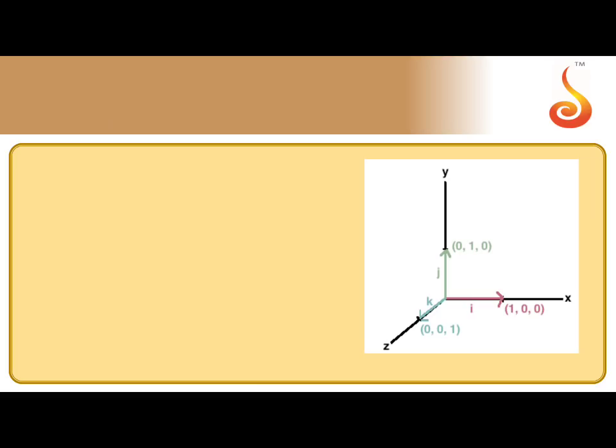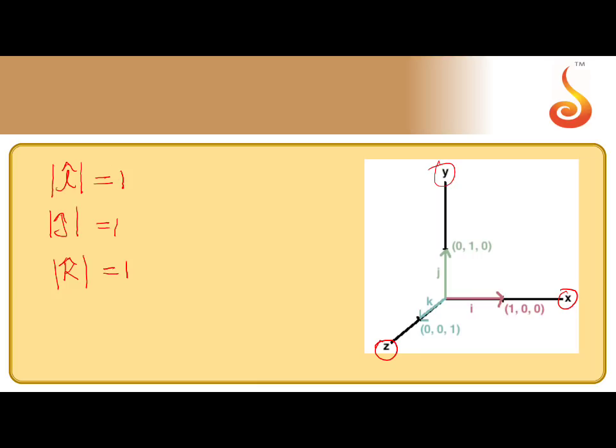Now, along the x-axis, y-axis, and z-axis, a unit vector has already been defined. They are i cap, j cap, and k cap. i cap is the unit vector along the x-axis. The modulus of this is equal to 1 unit. Mod of j is equal to 1 unit. Mod of k is equal to 1 unit. These are the 3 unit vectors along x, y, and z axis.